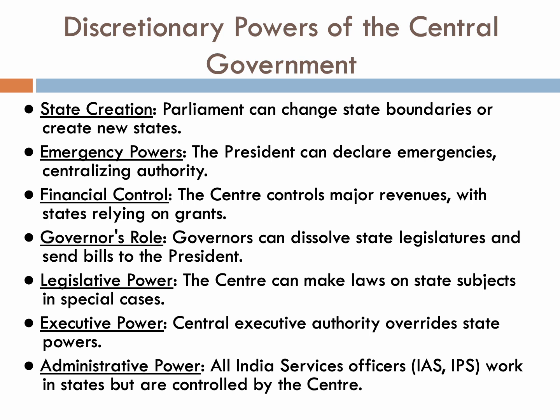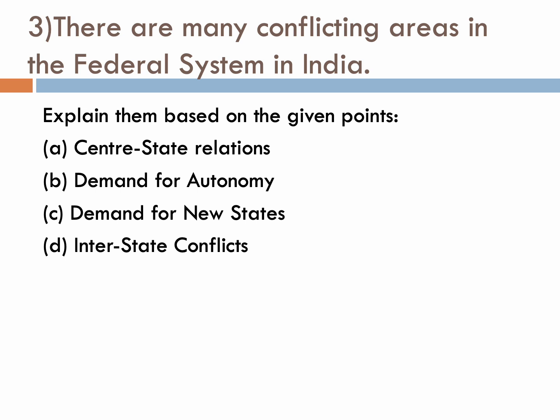Then administrative wing, all India service officers like IAS, IPS and IFS, Indian Forest Service, work in states but are controlled by the center. Third question. There are many conflicting areas in the federal system in India. Explain them based on the given points. First one, the central state relations, demand for autonomy, demand for new states, and interstate conflicts.